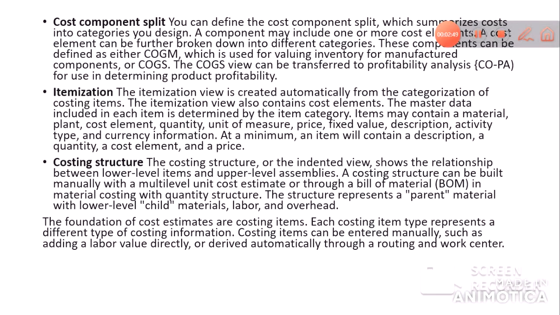Costing structure. The costing structure, or the indented view, shows the relationship between lower level items and upper level assemblies. A costing structure can be built manually with a multi-level unit cost estimate or through a bill of material in material costing with quantity structure. The structure represents a parent material with lower level child materials, labor and overhead.